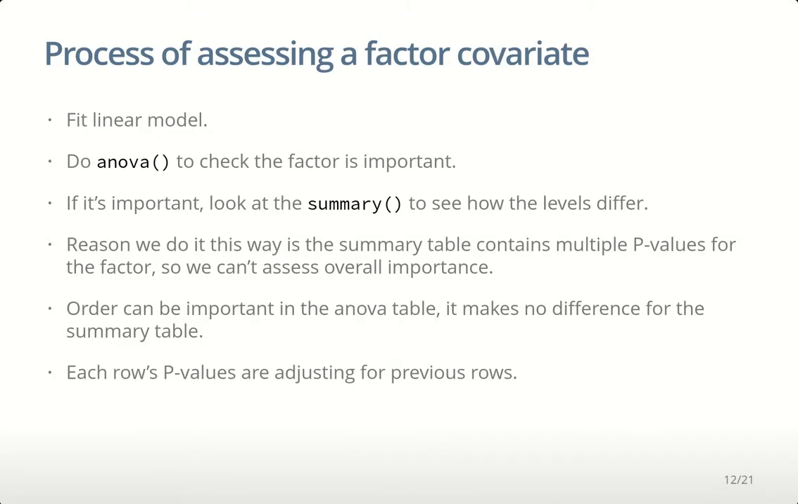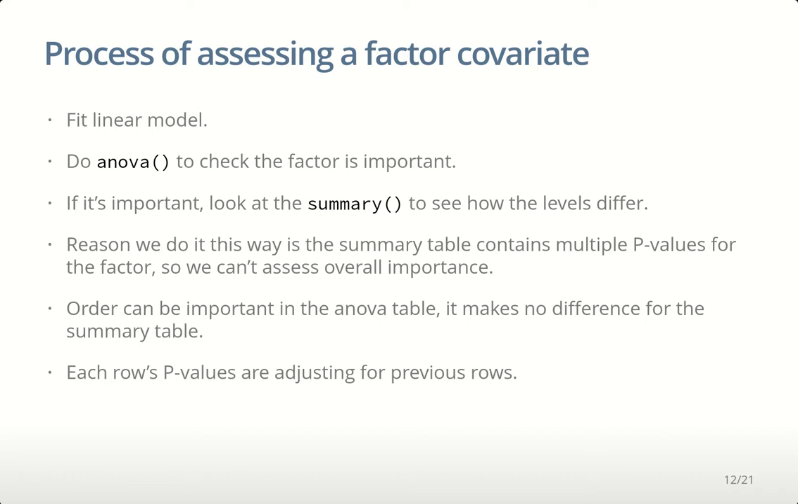So the process of assessing a linear model, assessing which variables are important when we have both numeric variables and grouping variables, but particularly when we have grouping variables, is you fit your linear model first. So that's the LM function. Then you do an ANOVA to check whether the things are important. And then if you've got importance, you can look at the summary table or use Visreg in order to determine how the levels differ. Okay.